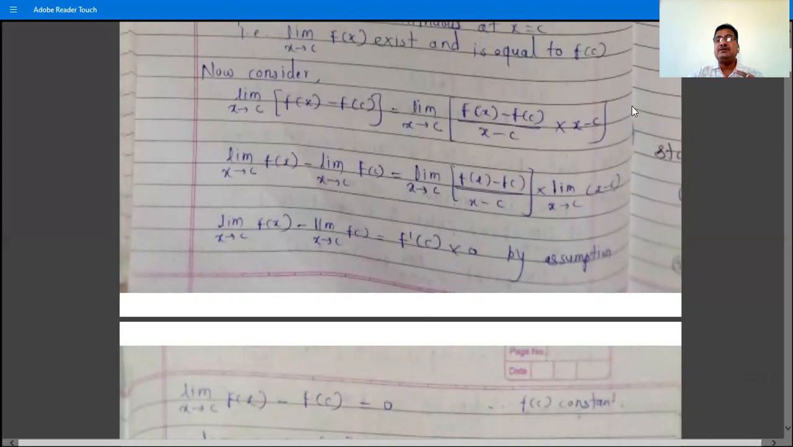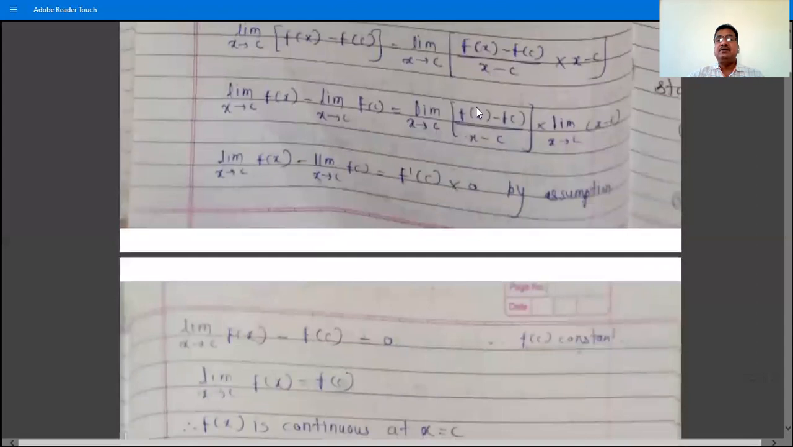That is, limit of f(x) into g(x) is limit of f(x) into limit of g(x). So we have this, and therefore limit x tends to c of f(c) is itself f(c). Because the limit is on x, and this f(c) is free from x, it is constant with respect to the limit, the constant function f(c). So the limit is itself f(c).